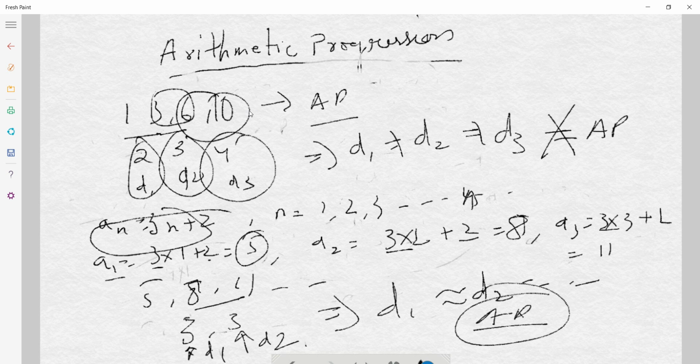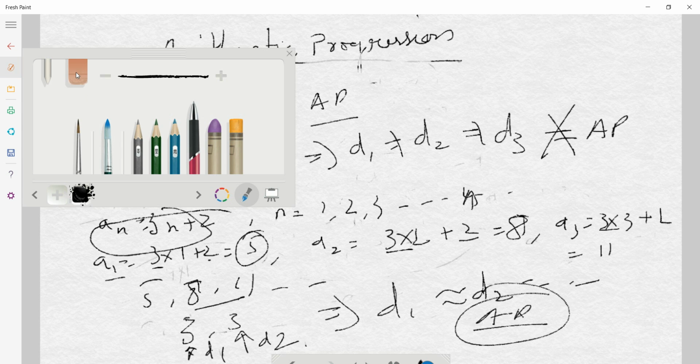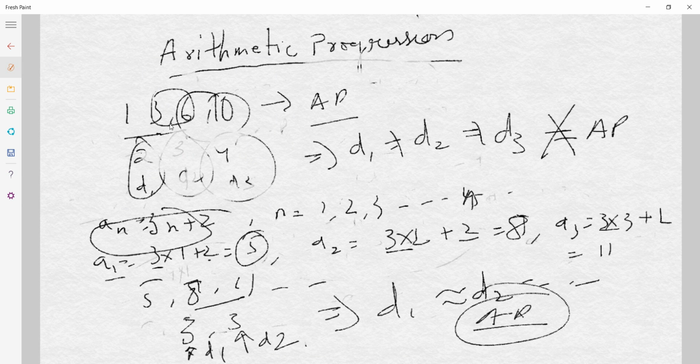Cool. All right. So we're going to jump onto another topic now. We're going to talk about the sum of n terms of an AP, right? So I'm going to explain to you in a minute. So which is, okay, let me clear this one.